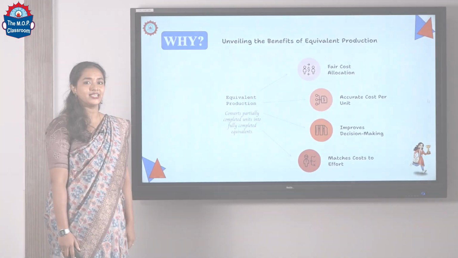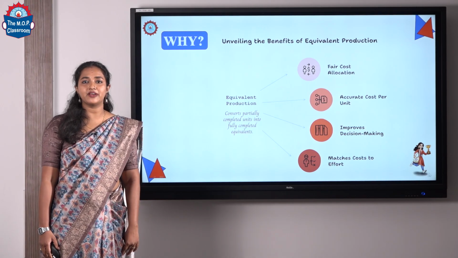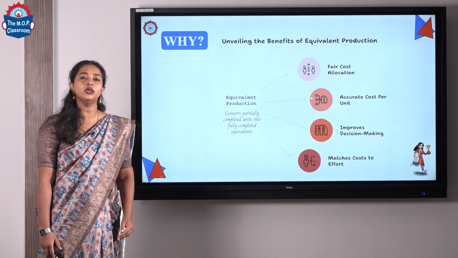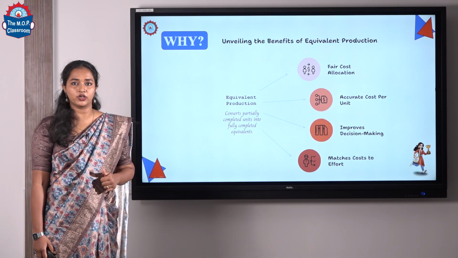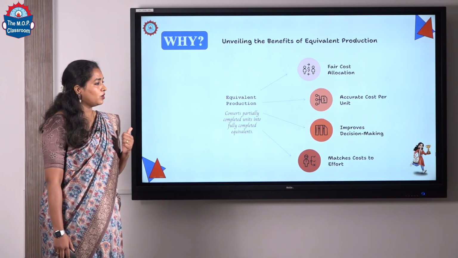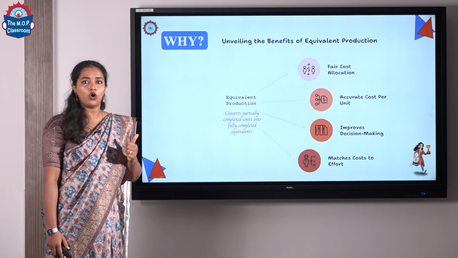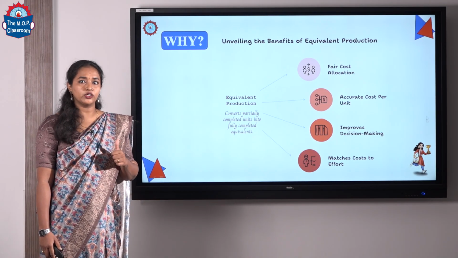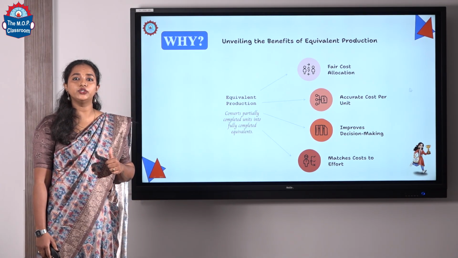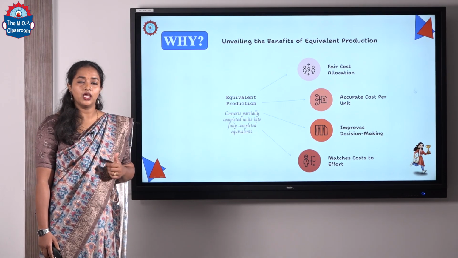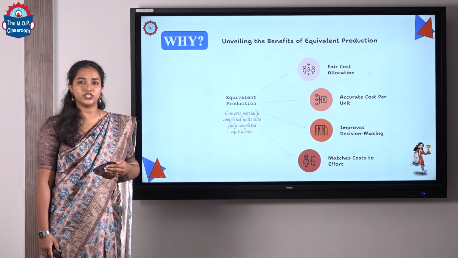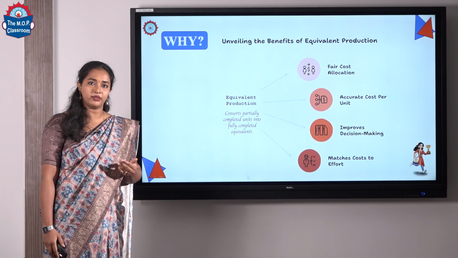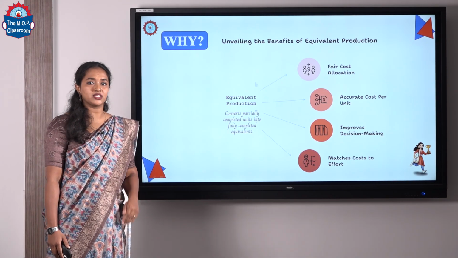The first point says fair cost allocation. When I say fair cost allocation, I am focusing on not just the completed units of production but also the incompleted units of production. Once the cost is allocated to all units of production, be it completed or work in progress, I will be able to find an accurate cost per unit. Once I find the accurate cost per unit, it is easier for me to make decisions, and the efforts that I put in are matched with my cost allocation.